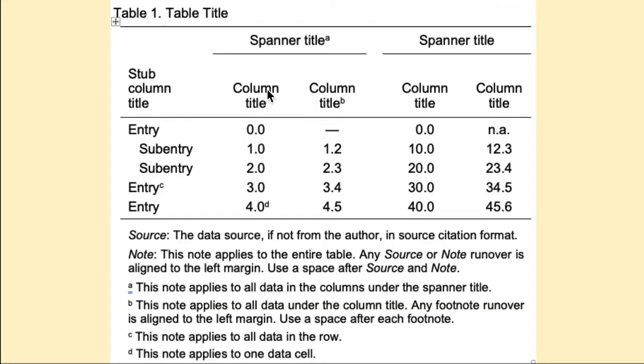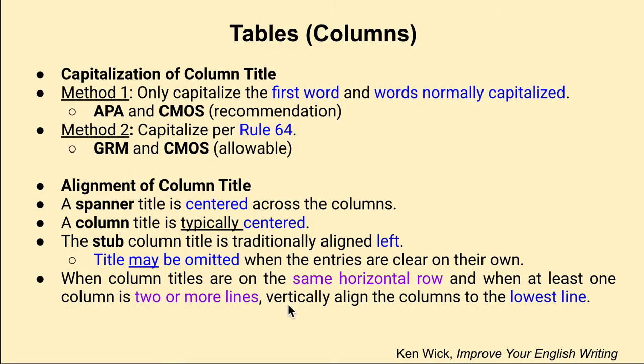So coming here, what does that mean? Notice how this column title is two lines, but the stub column title is three. And all these are on the same horizontal row. So when you have titles that are all in the same horizontal row, and the titles are multi-line, you align the title to the lowest row. That's what this is saying. You vertically align the columns to the lowest line.